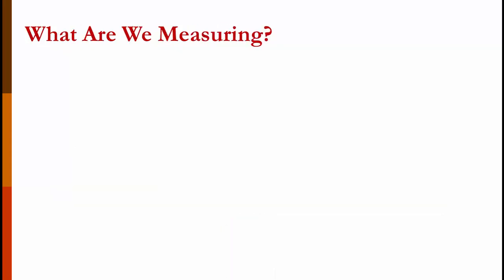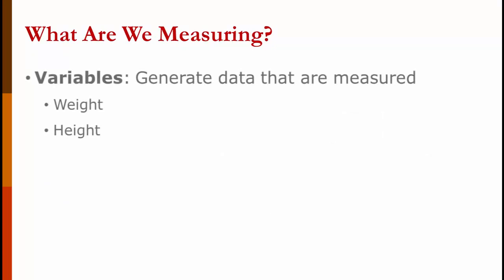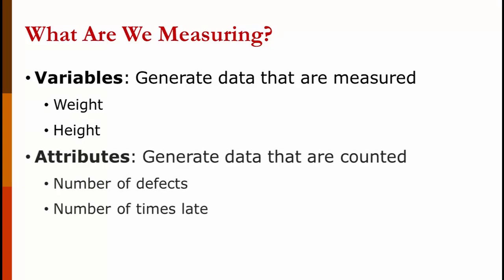There are 2 types of measurements that we can make, variables and attributes. Variables generate data that can be measured. Your height, your weight, income, diameter of a hole. In other words, they're variables that you can devise an instrument to measure. Attributes are data that are counted. The number of defects, the number of times the shipment was late. In other words, they're not measured with an instrument.